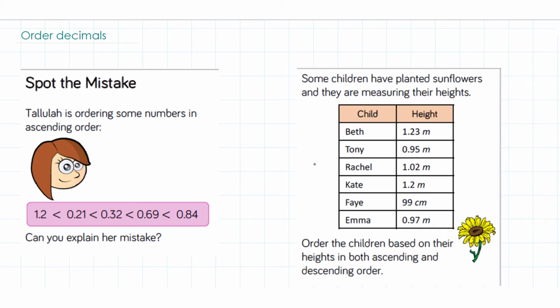And secondly, there's a table there. That's children planting sunflowers. And you can see the heights of the sunflowers. You've got to order the children based on the heights in both ascending and descending order. Look very, very carefully. There's quite a few decimals to compare for a start, and there's a few little differences in there, so don't get caught out.